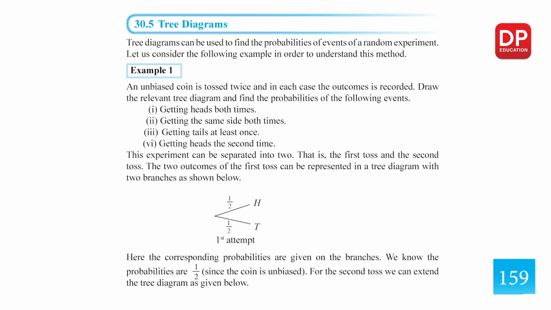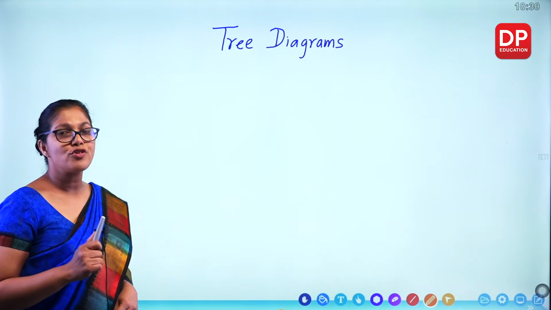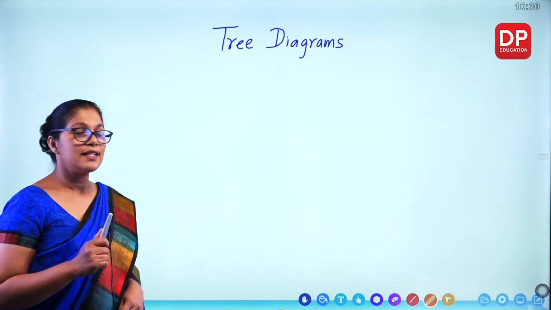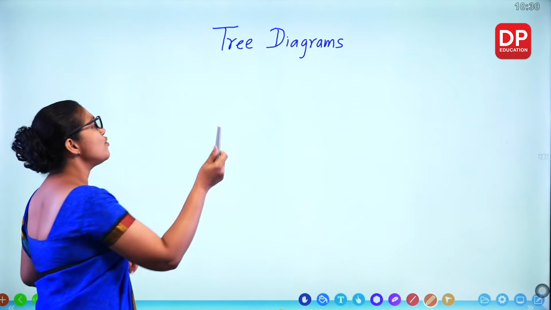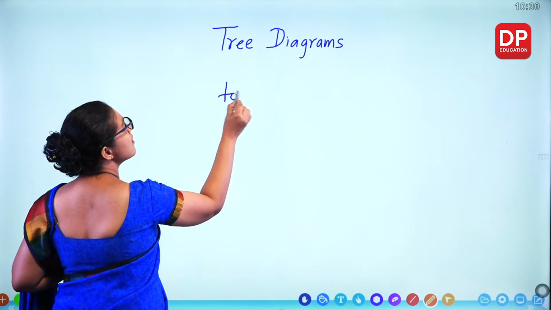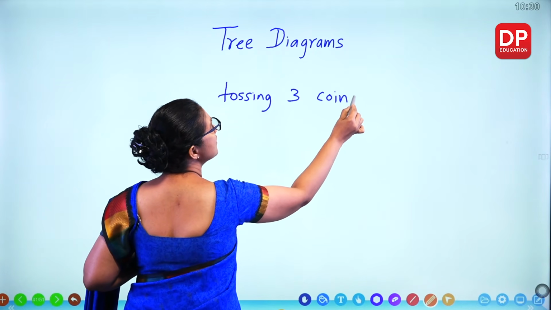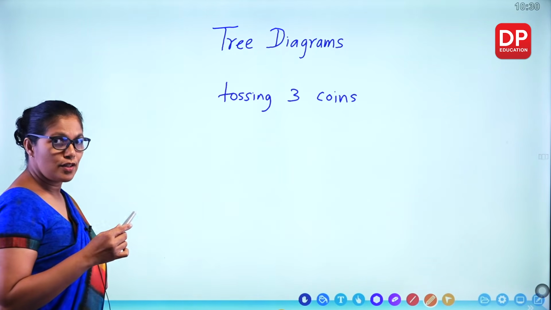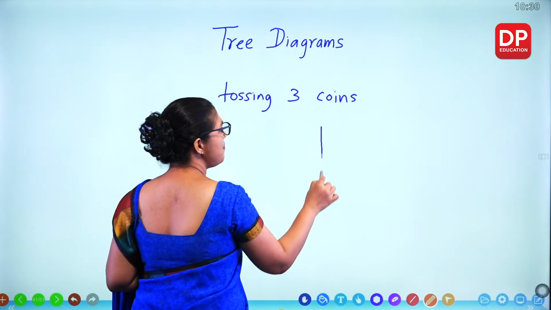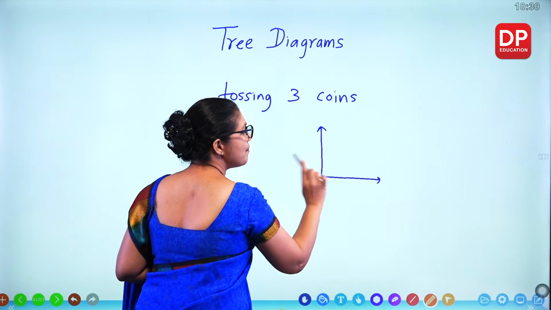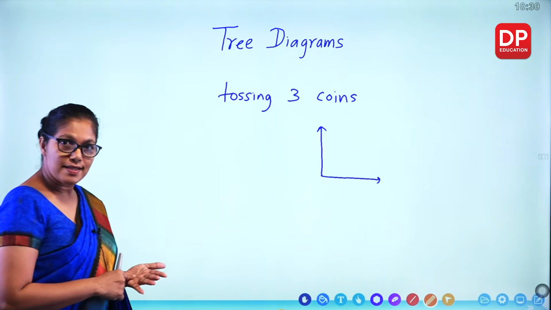Now we'll look at how we can draw tree diagrams. Earlier we did how to draw sample space diagrams. Now we'll see why we need tree diagrams. When you take tossing 3 coins at once, what happens? You need 3 axes. But in the sample space diagram, maximum 2 sides, x-axis and y-axis, only maximum 2 sides.